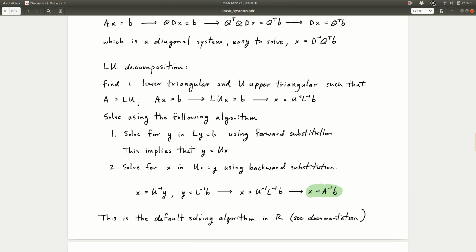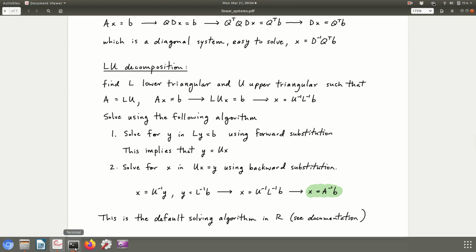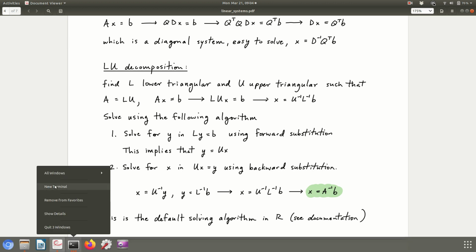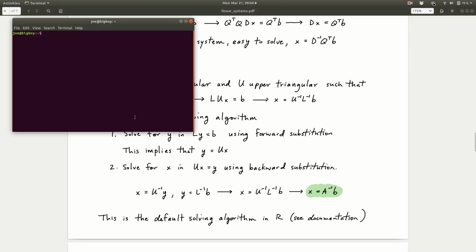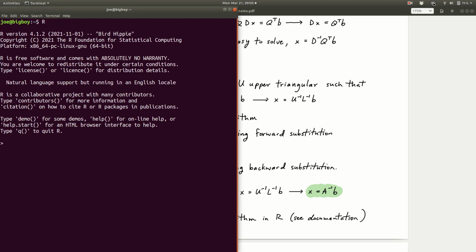I mentioned this as one of the most important ones because this is the default solving algorithm in R. So let me pull up a terminal and I'll show you that. And I'll make this bigger. So I just fired up an R session and I'm going to look at the documentation for solve.